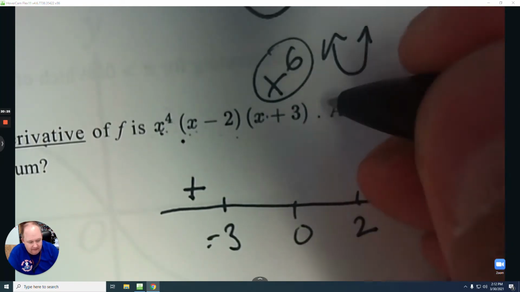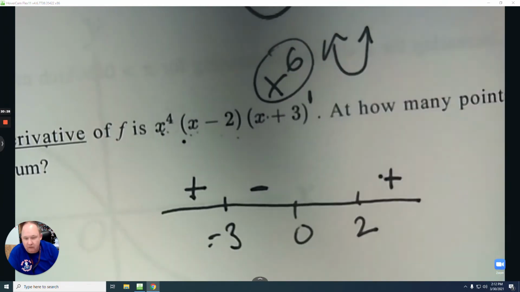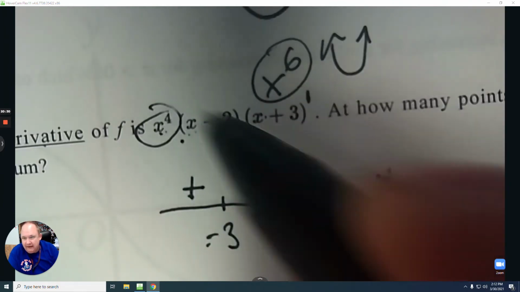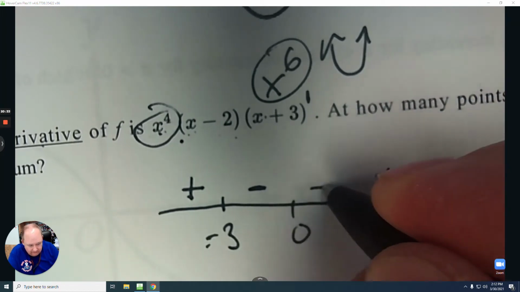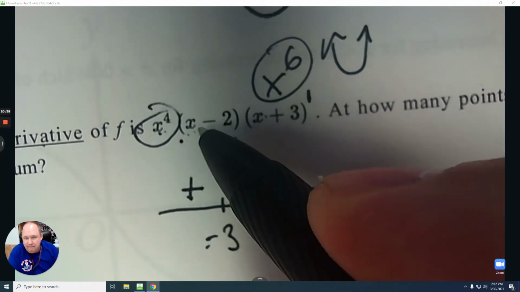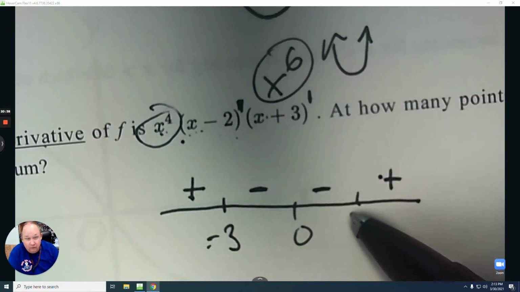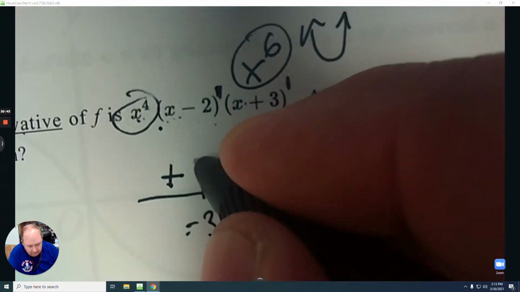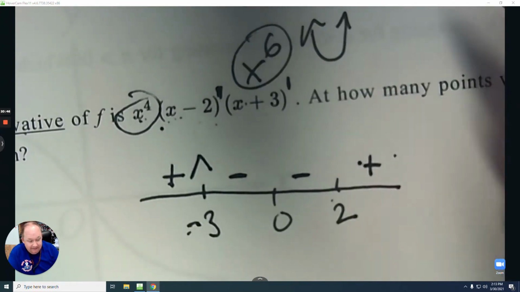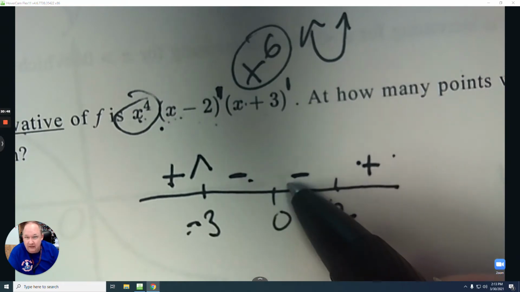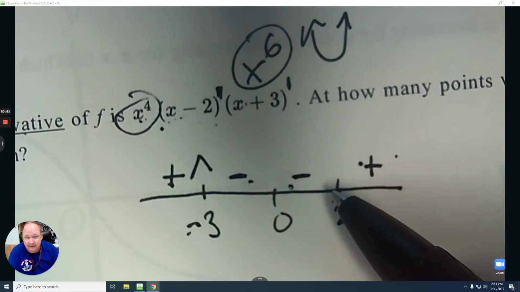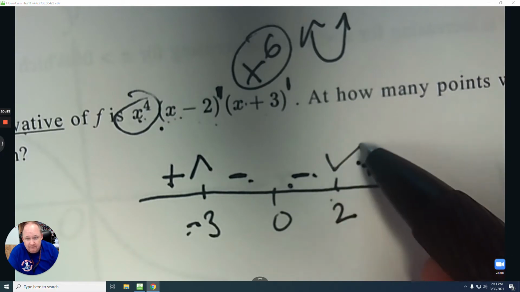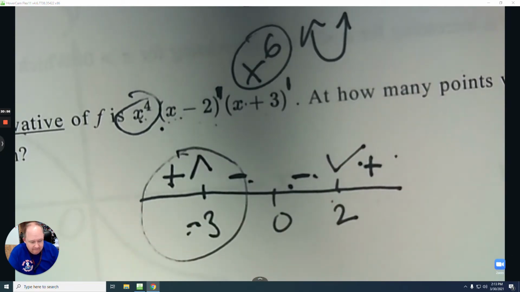At -3, it has an odd multiplicity. It crosses over. At 0, it has an even multiplicity. So it stays the same. And then at +2, it has an odd multiplicity, so it crosses over again. So looking at this, how many points does it have a relative maximum? It has one at -3, and that's it. So negative to negative, no maximum or minimum. And then negative to positive is a minimum. So where is it? Just one spot. And the answer to 35. And if they asked for the answer, it'd be at -3.